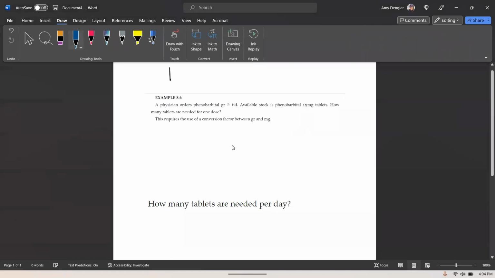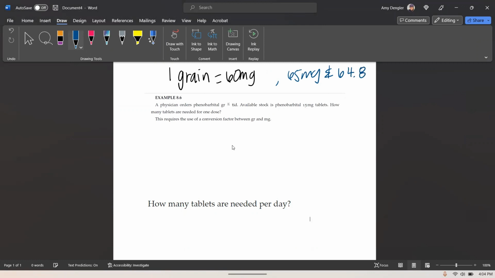So 1 grain is equal to 60 milligrams. Also could be 65 milligrams and 64.8. With some medications, actually phenobarbital is one of them, but don't worry about that for now. So we need to convert between grains to milligrams so we can do the problem.